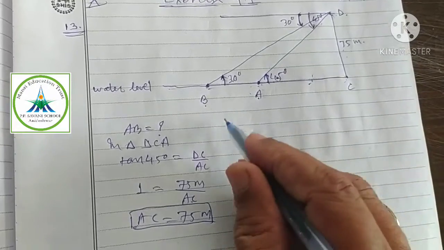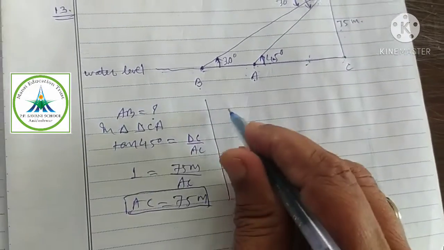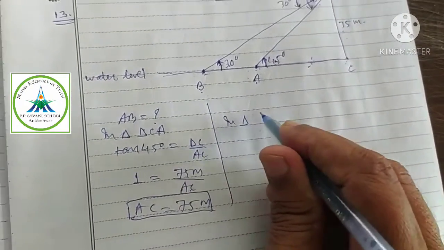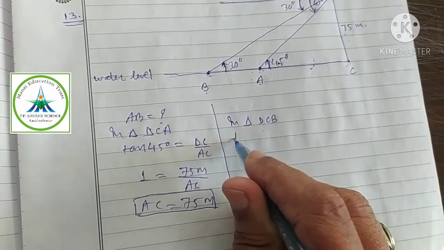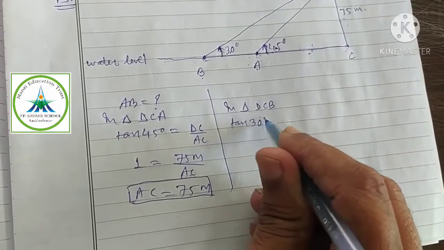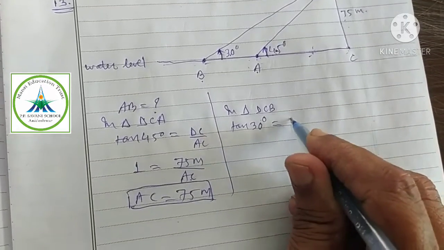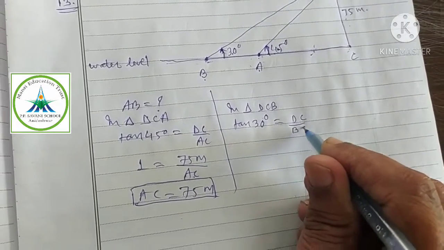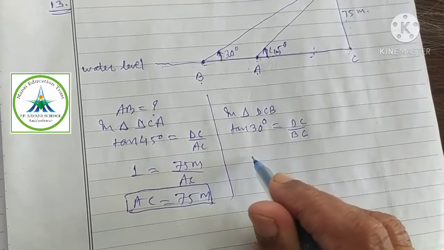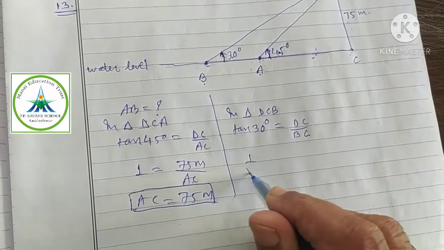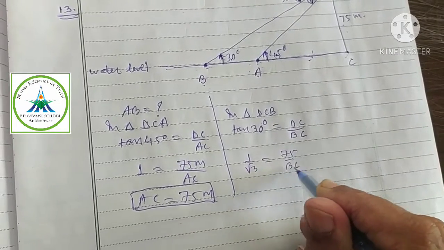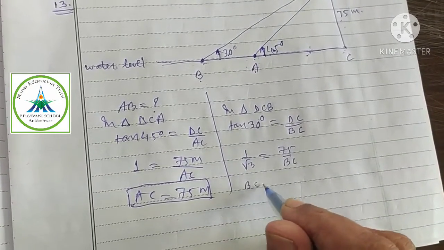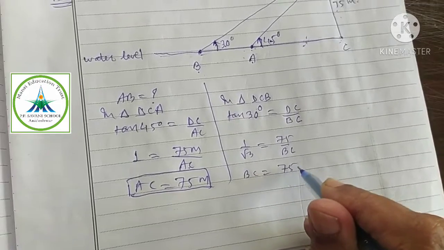Okay. Now other. Again, I am taking in triangle DCB, tan 30 equal to DC upon BC. Okay, tan 30 is what? Yes, 1 upon root 3. This is 75 upon BC. We got BC equal to 75 root 3.